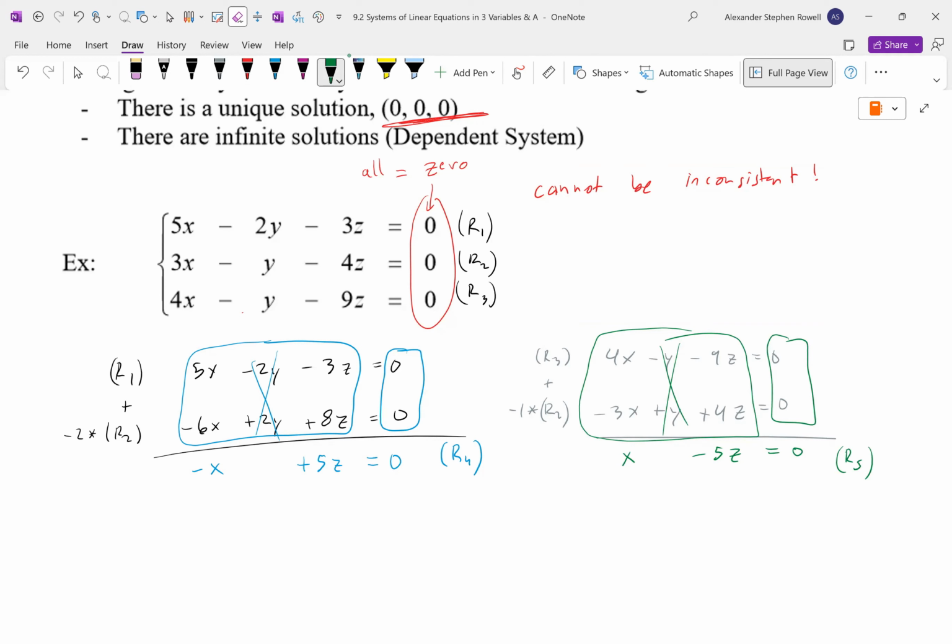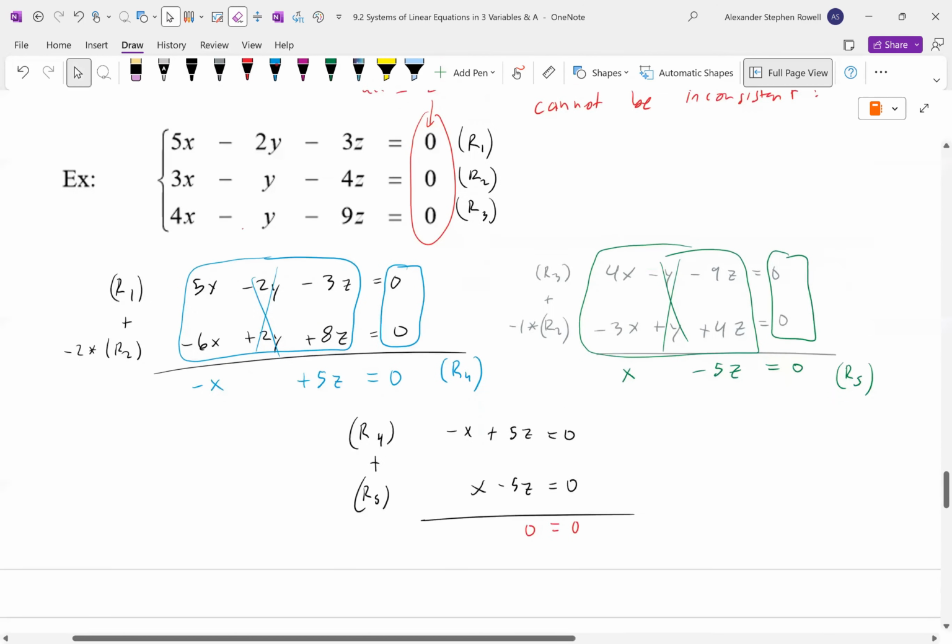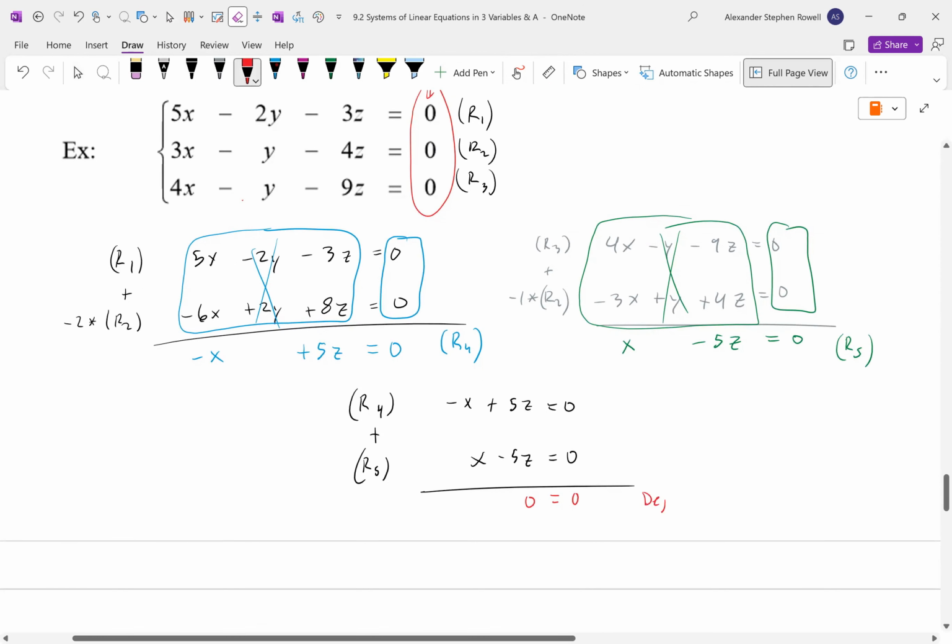These already cancel, huh? Okay, so row 4 plus row 5. -x plus 5z is equal to 0. X minus 5z is equal to 0. So we add these to get 0 is equal to 0, which means what? Dependent system, infinite solutions.